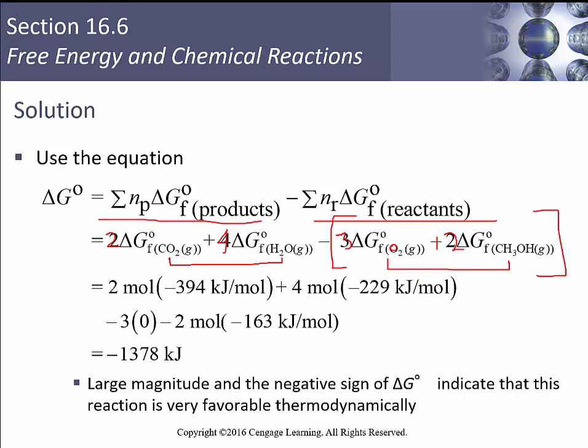So you're going to get 2 moles times minus 394 plus 4 times minus 229, minus 3 times 0, minus 2 times minus 163. So you're going to get minus 1,378 kilojoules as your Gibbs free energy. Delta G is negative, and it's very highly favorable thermodynamically. So that is going to be spontaneous.